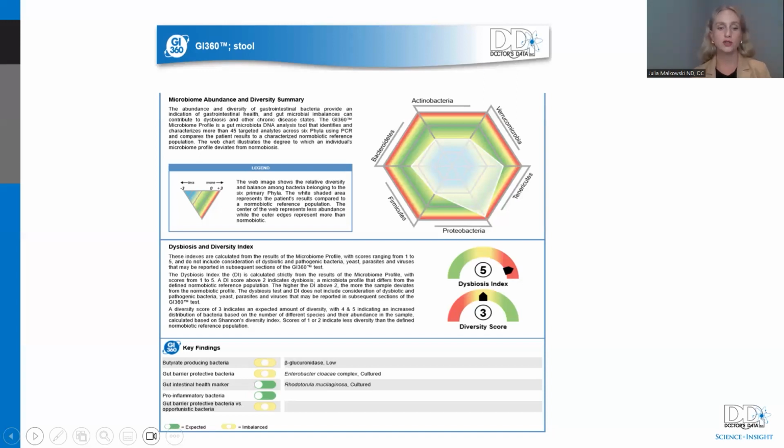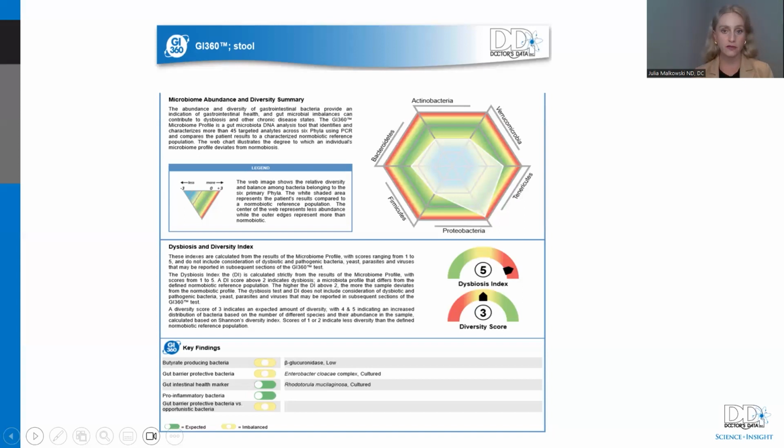Sometimes people like to equate these 2 columns by the first row, second row, etc. The way that this report is actually designed is that the first column of key findings, these are functional guilds, and this is the same information that we've had with regards to the web, the diversity and dysbiosis index. Now we're taking that information and looking in very detailed fashion at the specific bacteria that are associated with a function.